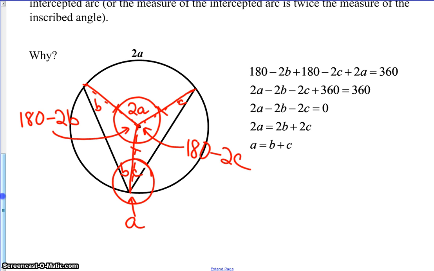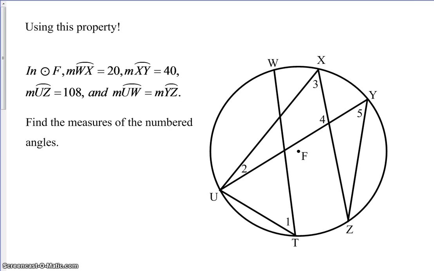What this does is it makes it easy to find measurements. If the arc had been 100, the angle would have been 50. If the angle had been 20, the arc would have been 40. Let's go ahead and look at an example using that.